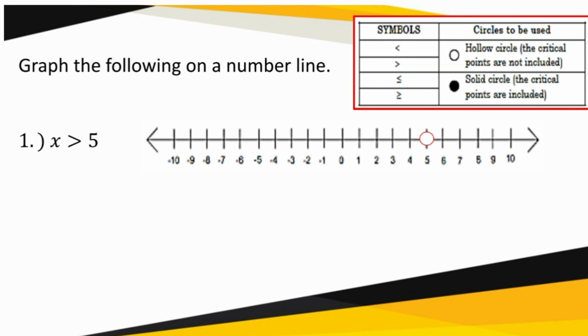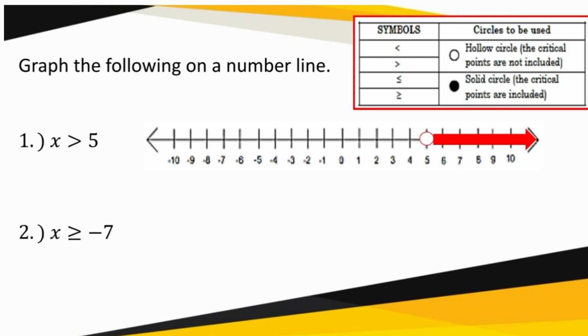X is greater than 5. Ibig sabihin, ang mga solution set na kasama dito ay lahat ng real numbers na greater than 5. Kaya, shaded ang arrow natin going to the right ng 5. Ang 5 ba ay kasama sa solution set? So, hindi. Kaya naka-hollow circle which means not included.